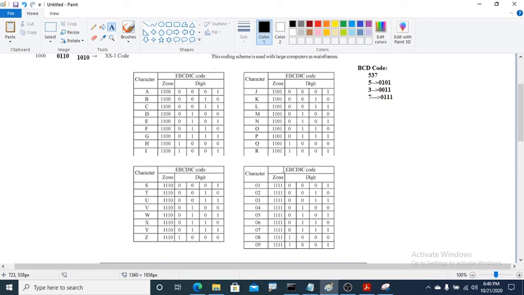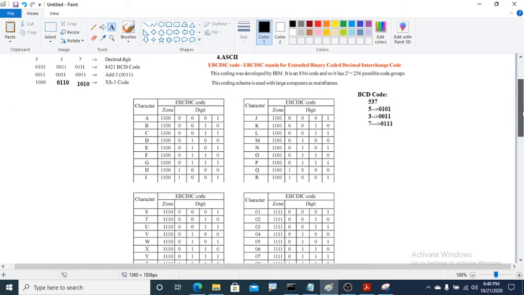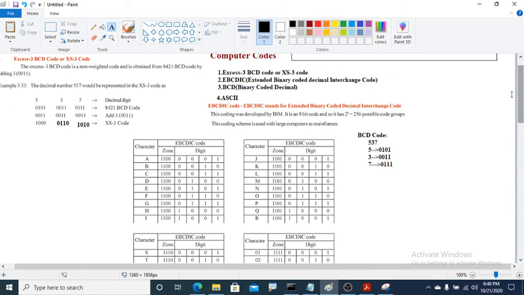So you can observe here 4 bits and here 4 bits, the total is 8 bits. You can see the explanation here. The coding was developed by IBM. It is an 8-bit code, which means 4 bits here and 4 bits here, total 8 bits. So it has 256 possible code groups. You can write the explanation like this, for EBCDIC code, following this chart.